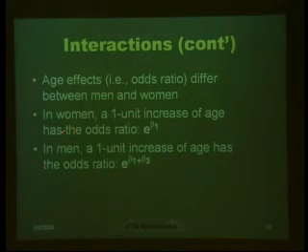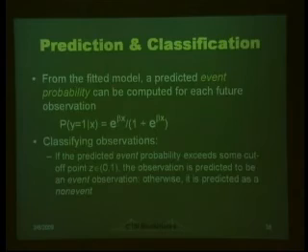So in women, a 1 unit increase of age has the odds ratio e to the beta 1, and in men, the odds ratio becomes e to the beta 1 plus beta 3. When you have a strong, significant interaction, beta 3 will not be 0. That's the difference. If you think this is a reasonable question, that's basically the interaction you want to fit in your model.